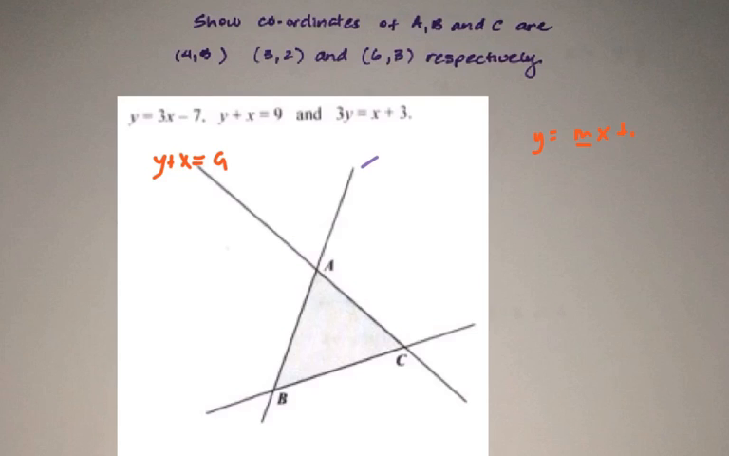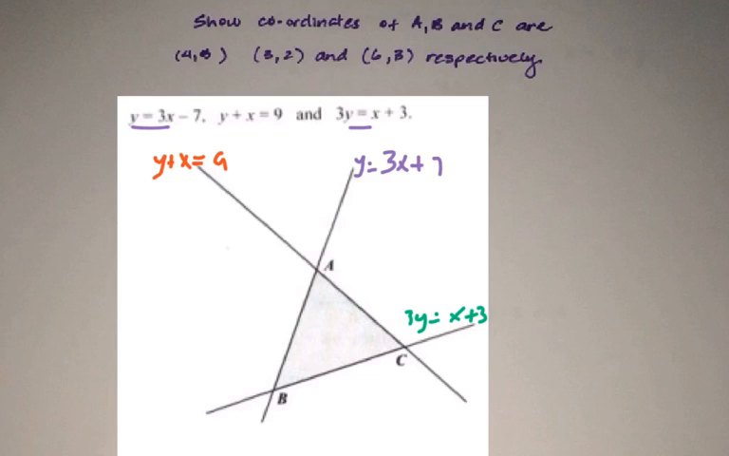This line here is positive gradient, and it's going to have a high positive gradient. We're left with this line here and this line here. In the form y is equal to mx plus c, that means that the gradient of this line here is going to be 1/3, whereas the gradient of this line here is 3. Since 3 is greater, it means that it will have a steeper slope. So that means that this line here is going to be y equals 3x minus 7. And this line lower down here is going to be 3y is equal to x plus 3.